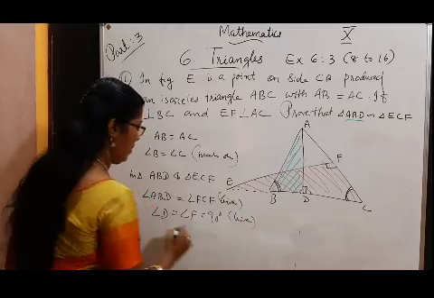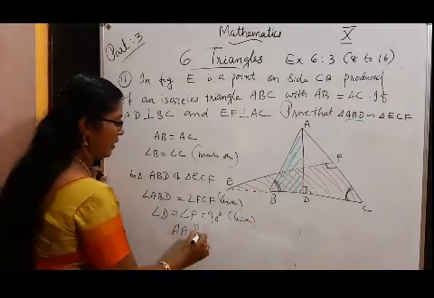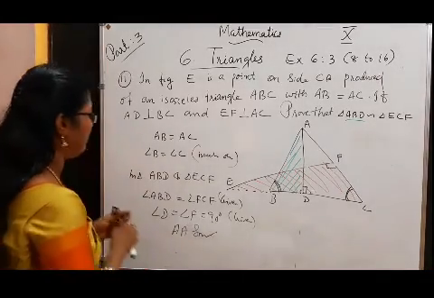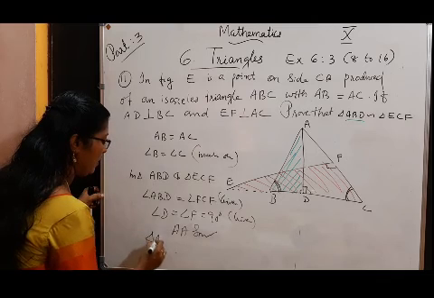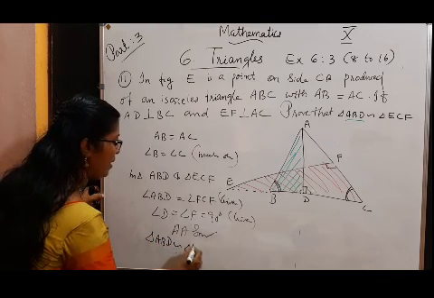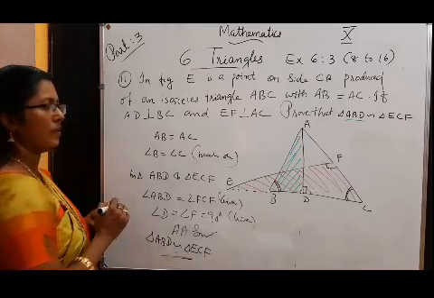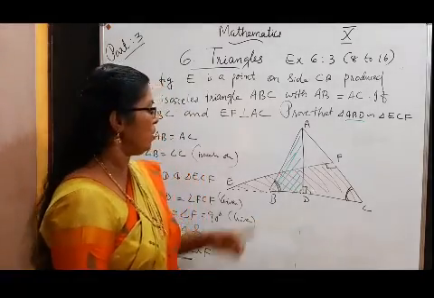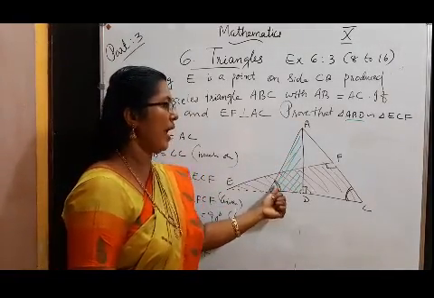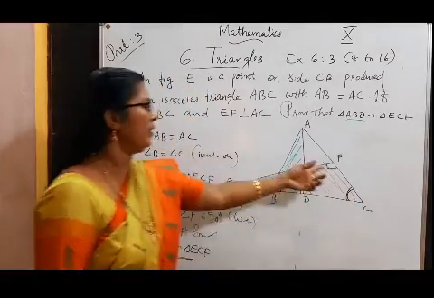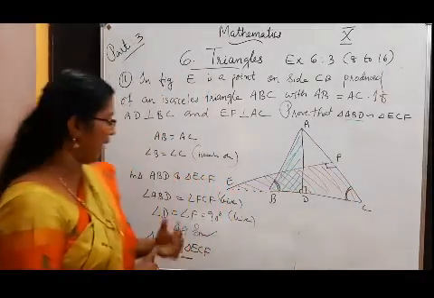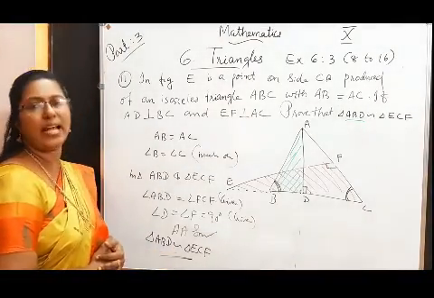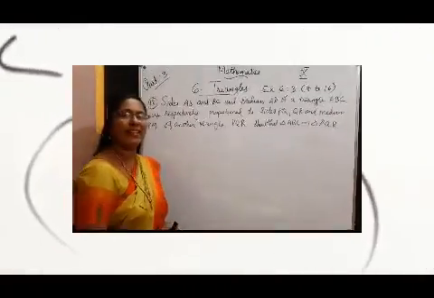By the AA similarity criterion, these two triangles are similar. So we can write triangle ABD is similar to triangle ECF. In these two triangles, the base angles of an isosceles triangle are equal, so in the first triangle angle B and in the second triangle angle C are equal, and D and F are 90 degrees. By the AA similarity criterion, triangle ABD is similar to triangle CEF. Okay, clear? The next question.